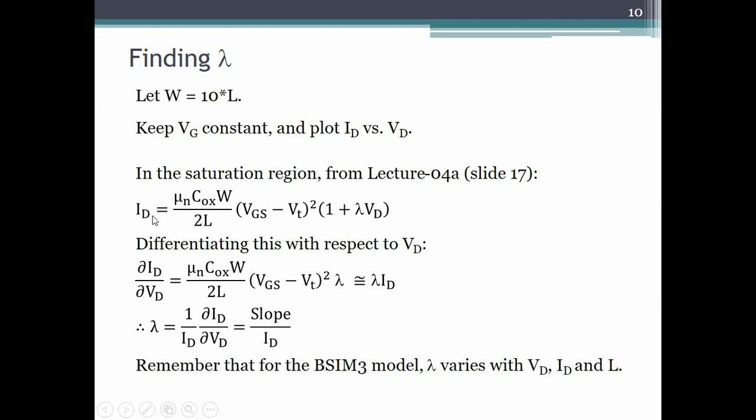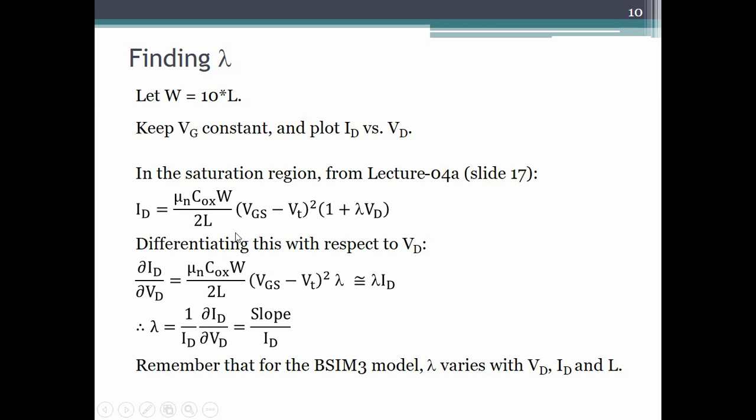Alright, so the drain current in the saturation region we have derived can be written as this. If we differentiate this, or find the slope with respect to Vd, then mu Cox W by 2L, all this remains the same, and the derivative of this is simply lambda. Now what we do is we again make an approximation. We say, let us call this approximately lambda times ID. We are calling this ID.